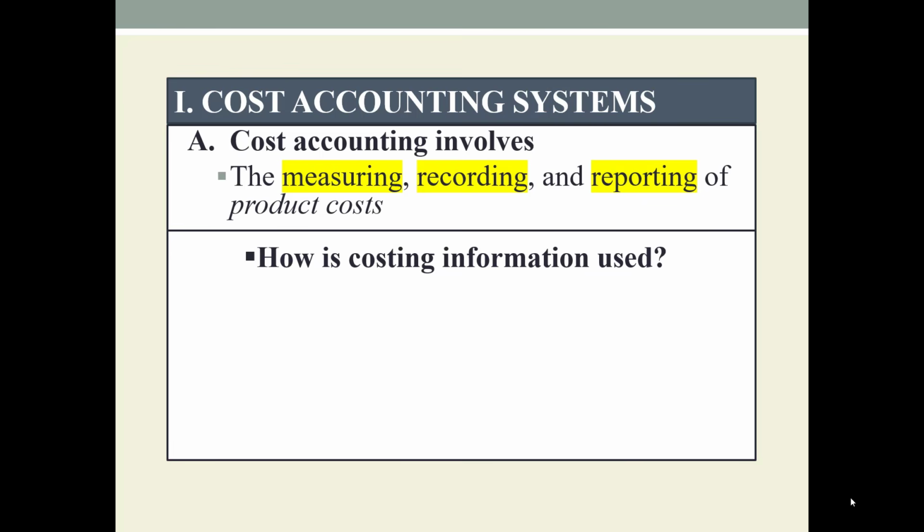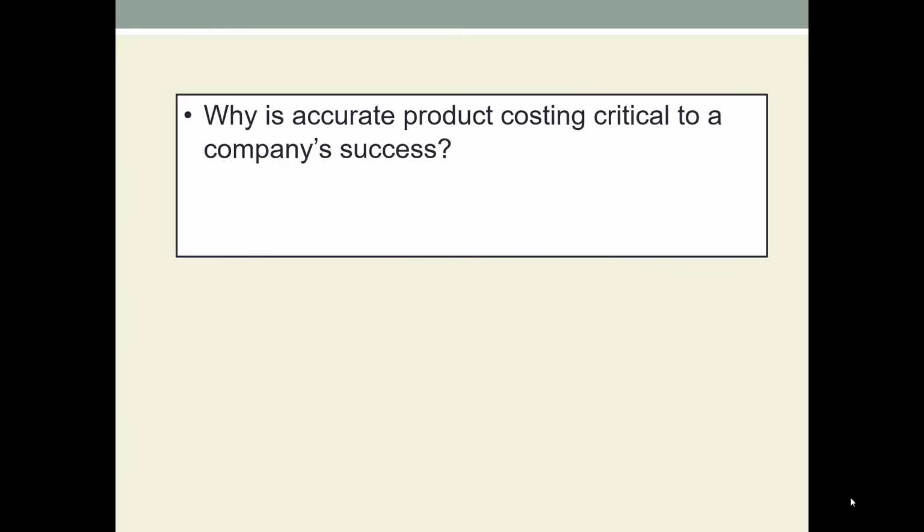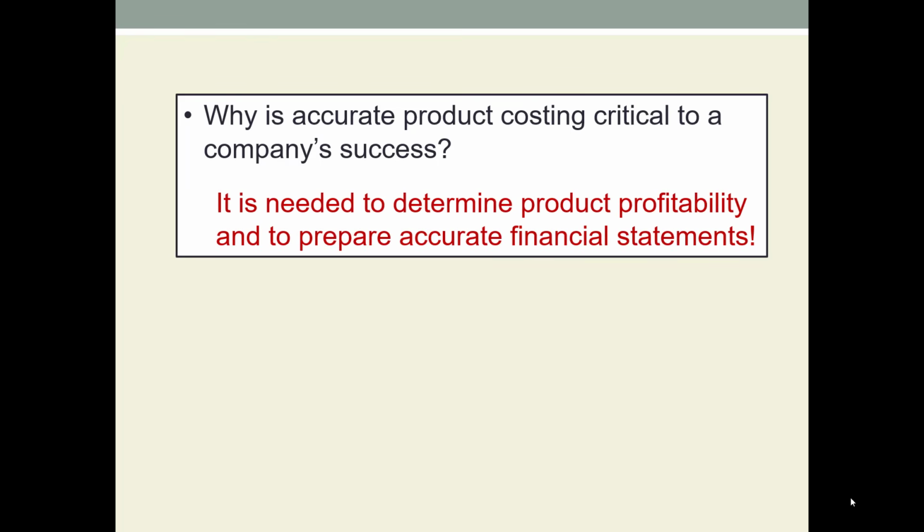Now, the calculations here are very important because they're used in things like pricing decisions, product mix decisions, meaning which product lines will we offer, which ones will we emphasize, new product offerings, and financial reporting. Now, companies will put a lot of effort into accurately costing their products because it is critical to their success. A company really cannot understand their product profitability or accurately prepare financial statements if they don't have a good cost accounting system.